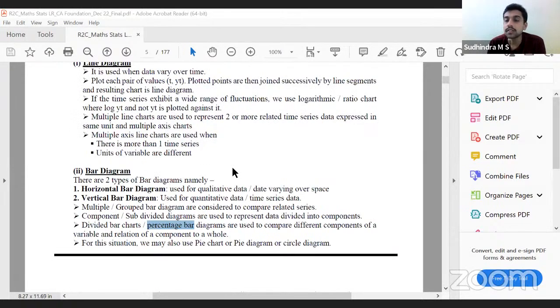That's all. This is diagrammatic representation. So with this, presentation is done. Till here, everyone clear? Yes, sir.